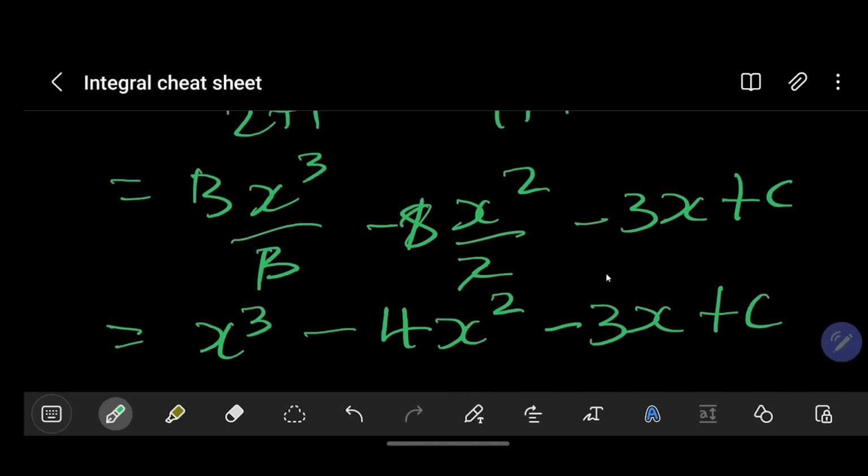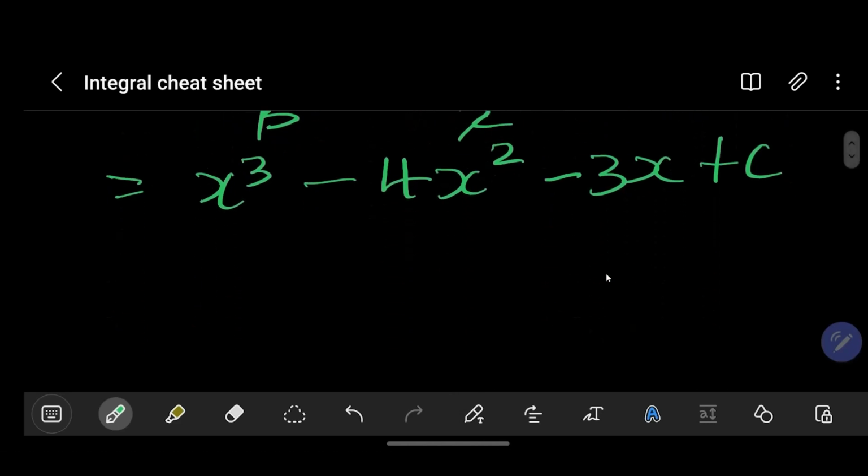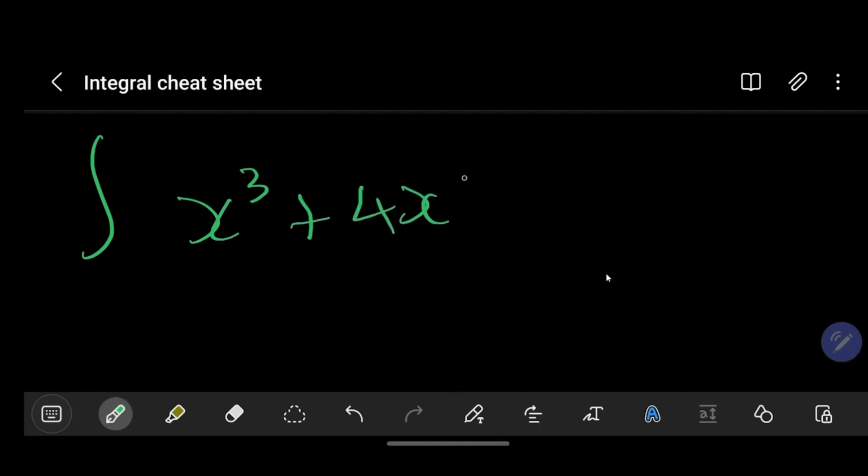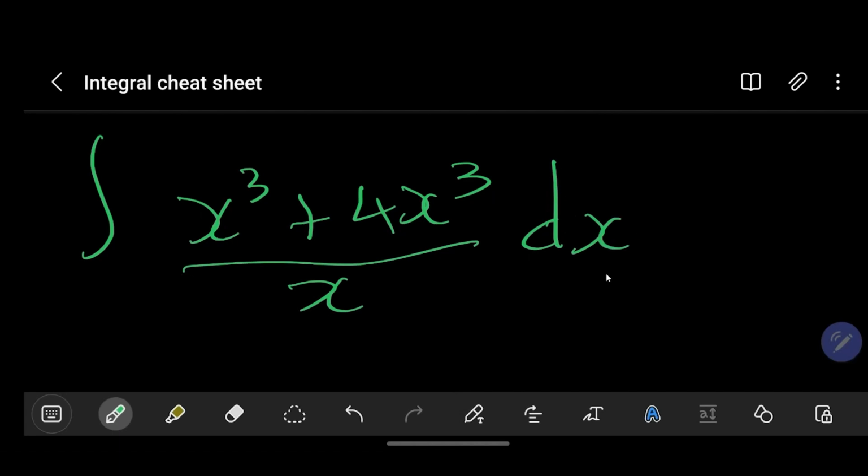Okay, so quite another interesting integral where we could combine different rules in order to solve such a problem. So let's look at the next one. So let's look at the integral of x cubed plus 4x cubed all over x dx. What do you think we can do here?